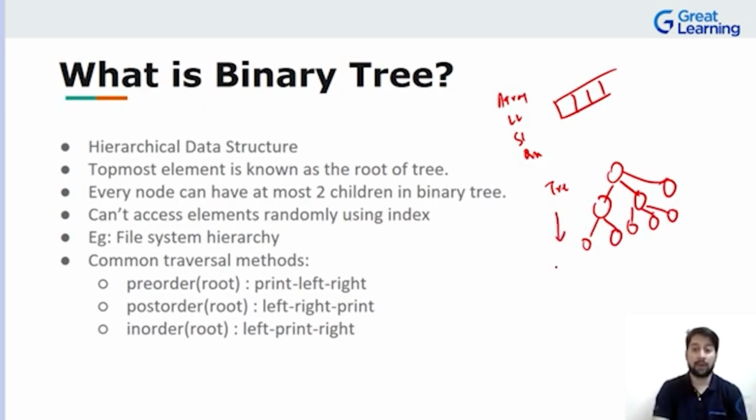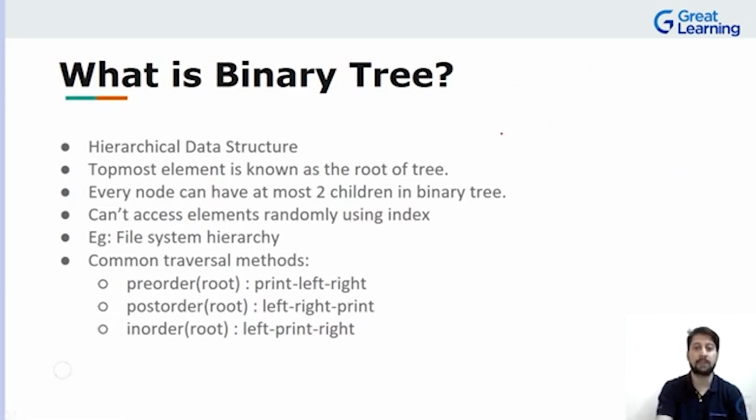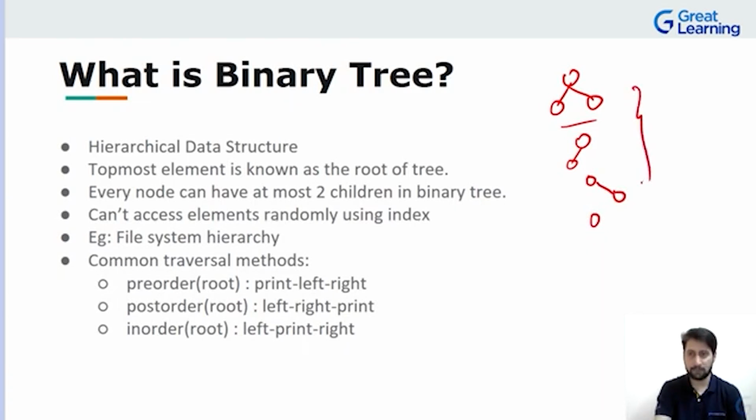But in a binary tree, you can have at most two children. That means if this is a node, it can have at most two children: either a left child or a right child, or it can have no children at all. So this is a binary tree, and this is known as the root of the tree. The first node is known as the root, and you cannot access these nodes directly. So this is the whole structure of a binary tree.